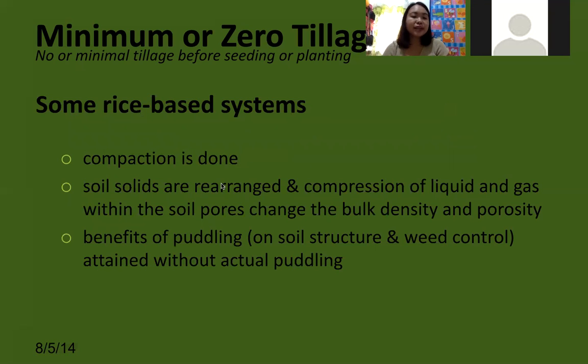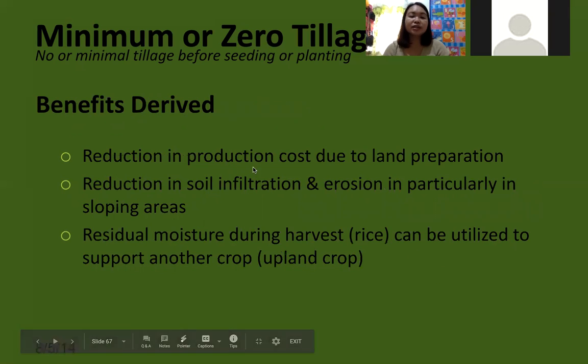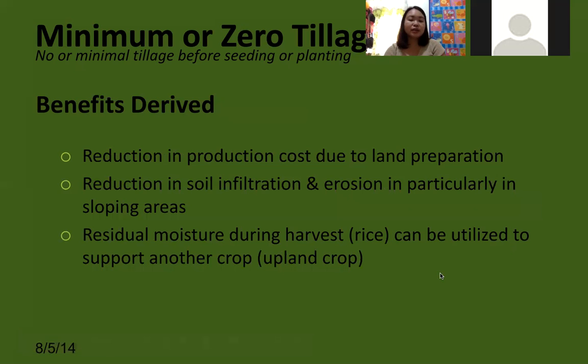And in some rice-based systems, compaction is done, the soil solids are rearranged, and compression of liquid and gas within the soil pores changes the bulk density and porosity, while the benefits of puddling on the soil structure and weed control are attained without actual puddling. Another is reduction in production costs due to land preparation, and of course land preparation is very costly, and reduction in soil infiltration and erosion, especially sa sloping areas, and residual moisture during harvest. Rice can be utilized to support another crop for upland.